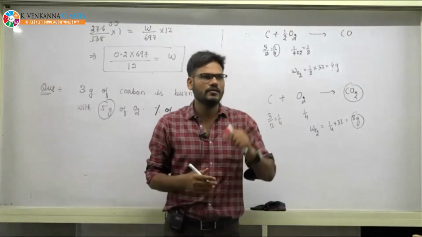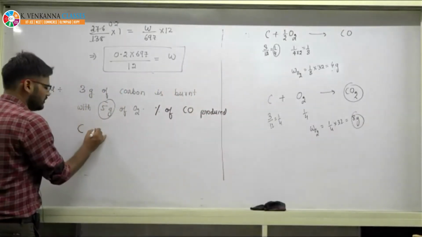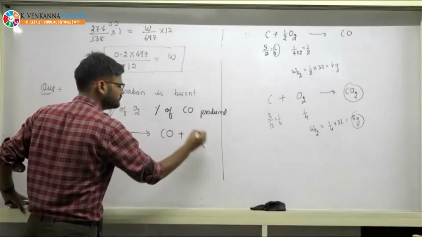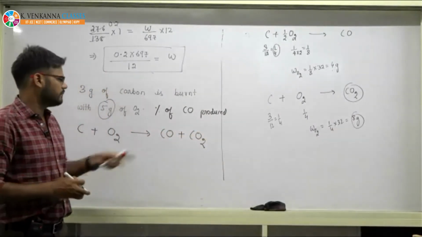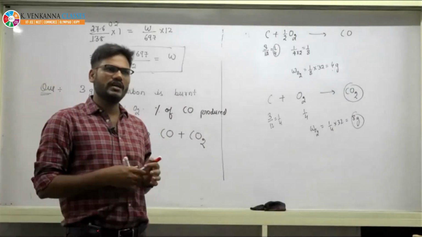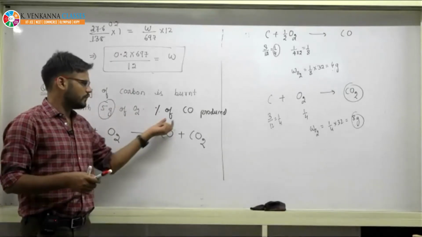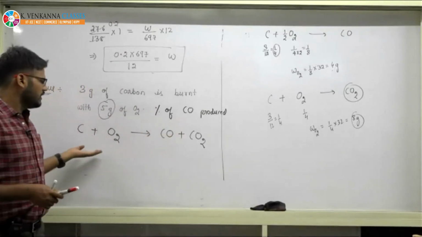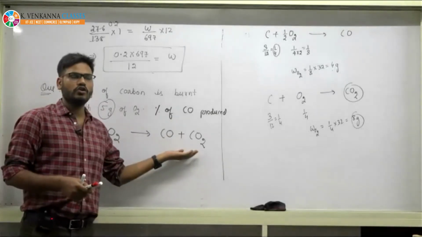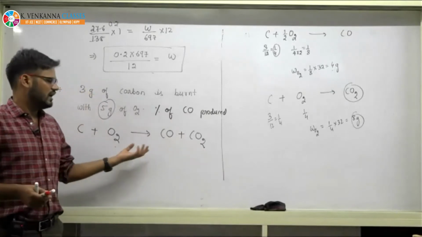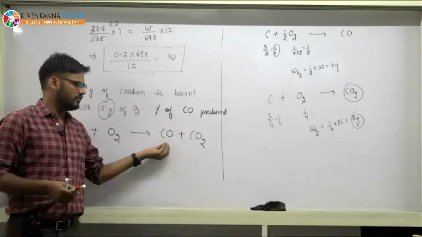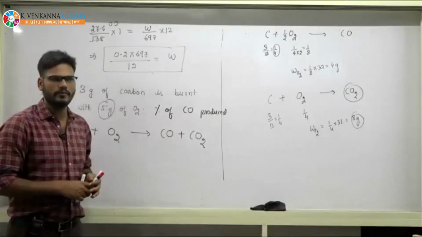So there might be a possibility that the given carbon with the help of oxygen is providing CO as well as CO2. As it says percentage, you must have a doubt about what the other substance is. So for the percentage of CO, carbon on reacting with O2 provides CO and CO2. Depending upon the given oxygen, let us figure out how much percentage of CO and how much percentage of CO2 will be produced.